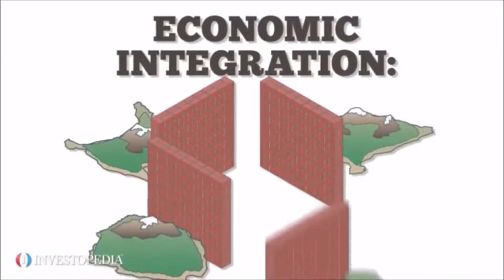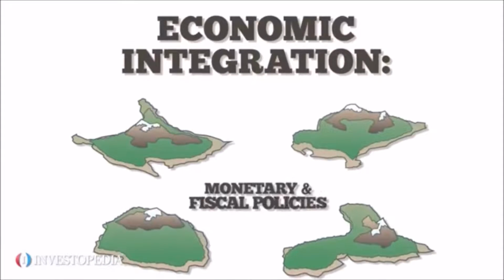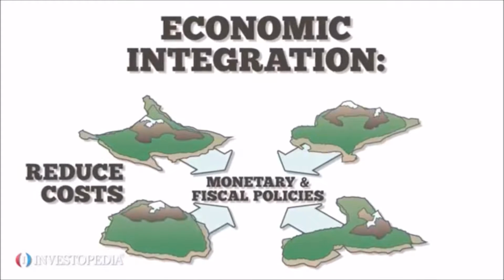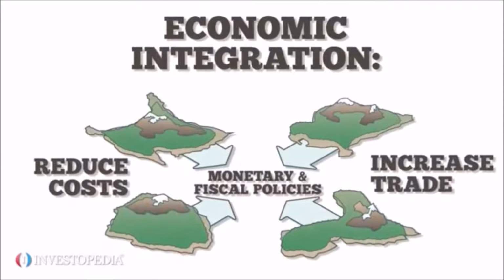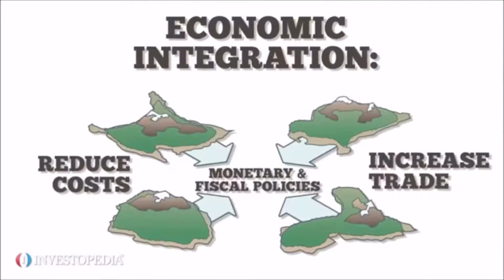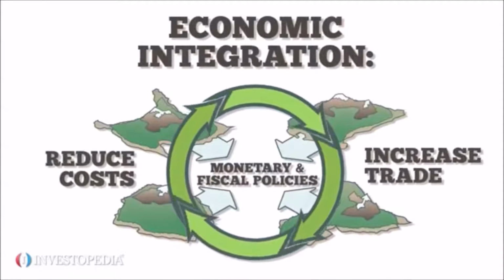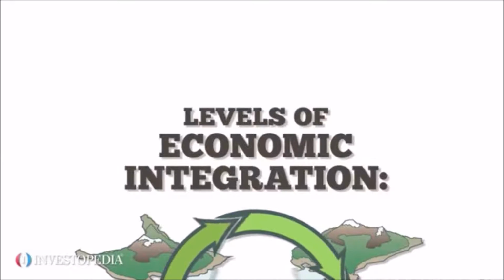Economic integration reduces or eliminates trade barriers among nations and coordinates monetary and fiscal policies. The aim is to reduce costs for consumers and producers, as well as to increase trade between the countries participating in the agreement. The more integrated economies become, the fewer trade barriers exist, and the more politically coordinated they are. Countries can agree to different levels of economic integration.